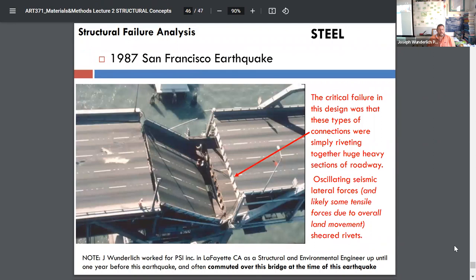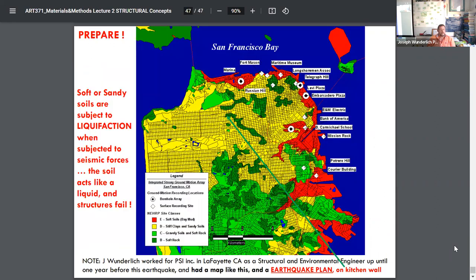Critical failure in design was these type of connections were simply riveted together, huge, heavy sections of roadway, oscillating with seismic lateral loads that might be some tensile forces due to the overall land movement, shearing the rivets. This is the subsurface conditions, soft, sandy soil, subject to liquefaction and subjected to seismic forces. Whole hillsides can collapse, especially in Southern California, where the ocean is a problem. One family house had to get rid of their pool because it started sliding down a hill. So liquefaction is a serious thing.